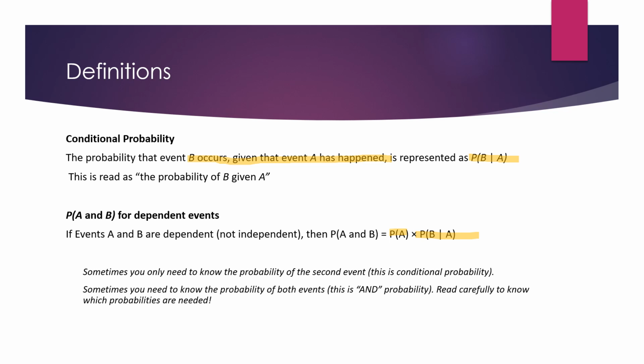Sometimes the wording of the problem just wants the second event. That's what's considered conditional probability. Sometimes you need to know the probability of both events. This is the AND probability. Read carefully. Make sure you know what they're asking you to find.